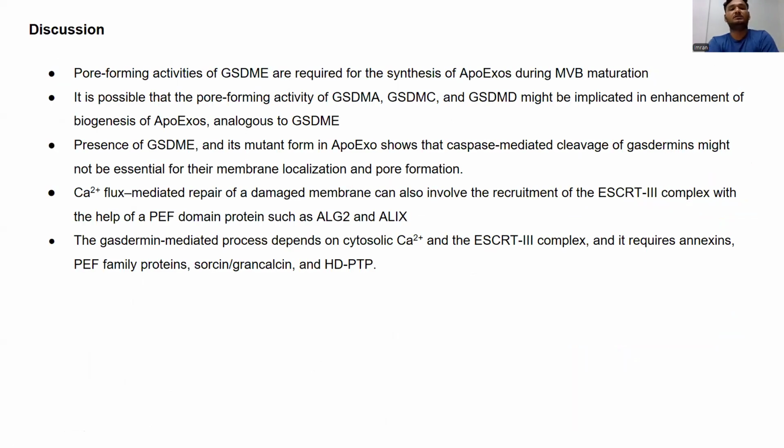And in discussion, in this paper, it was proven that the pore forming activities of Gasdermin E are required for the synthesis of apoptotic exosomes during multivesicular body maturation. And it is also possible that the other pore forming proteins of the Gasdermin family, such as A, C, or D, can have an analogous effect similar to Gasdermin E.